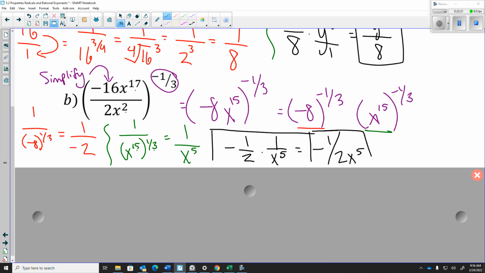Do we need it to flip? Like for the negative 5? Oh, I see what you're saying. Did I just miss a negative? My answer was x to the negative 5 on top of negative 2. Yeah, so that's the same thing, because you would bring the x down, right? Yeah. All right.